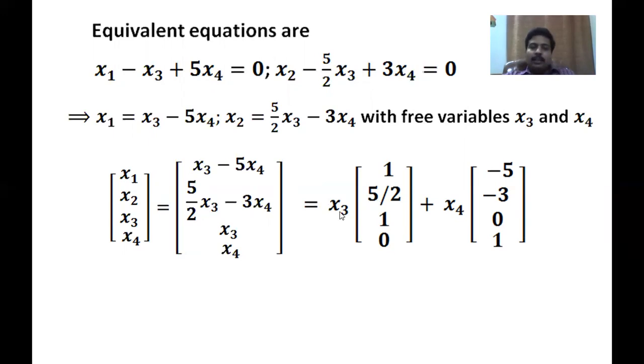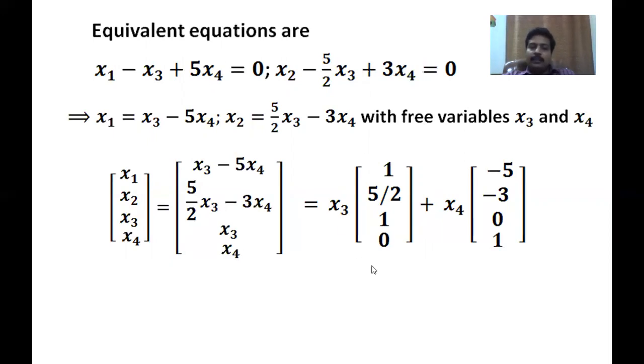Similarly, if x4 is taken out, x4 times minus 5 here in the first row, minus 3 in the second row, 0 in the third row because x4 is absent there, and 1 in the last row. So minus 5, minus 3, 0, 1. This vector is the multiple of x4.